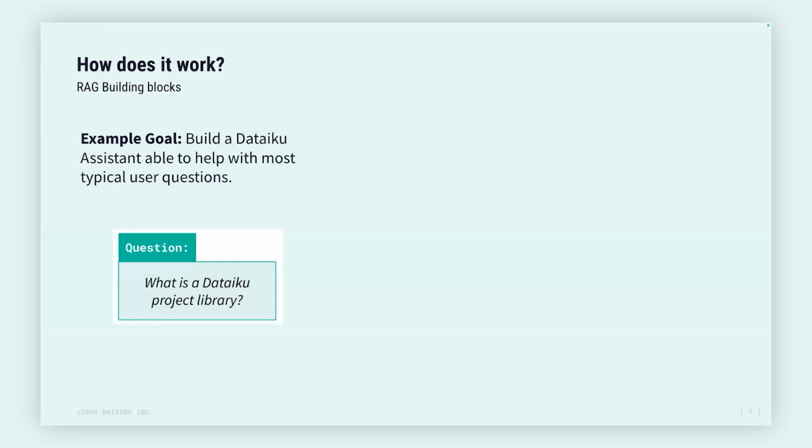So now, how does it work? We've seen that RAG can have real business value, but what is hiding behind this value? I will go step by step with an example to explain the very basic components of RAG. To do that, let's imagine we want to build a Dataiku assistant that can help with most typical user questions, such as, in this example, what is a Dataiku project library?